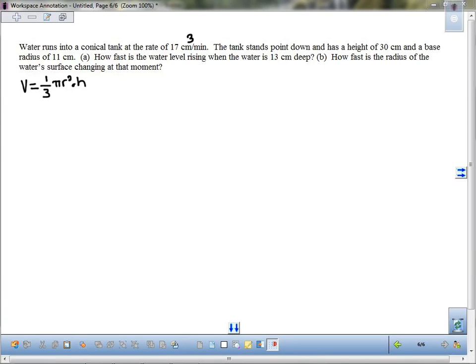For this problem, we're trying to find two things. We're trying to find how fast the water level is rising and how fast the radius of the water surface is changing at that moment. So first thing we're going to do is go ahead and draw a picture.